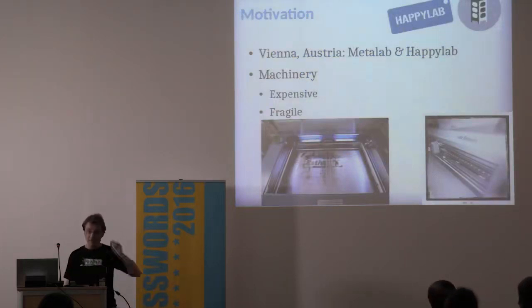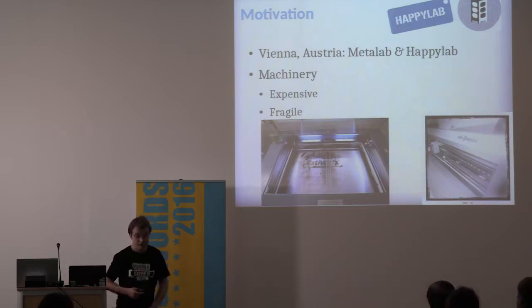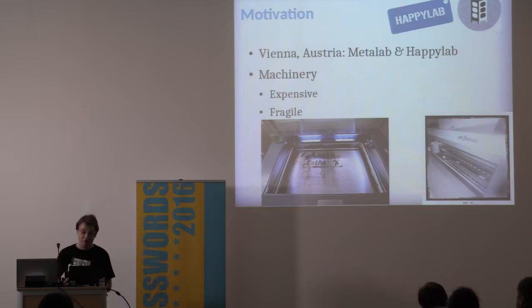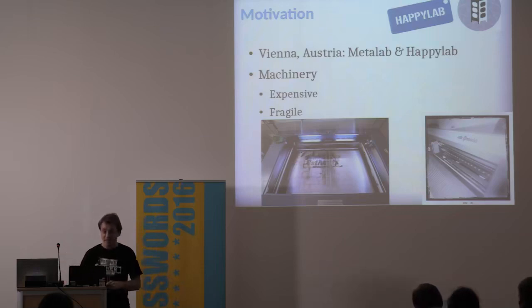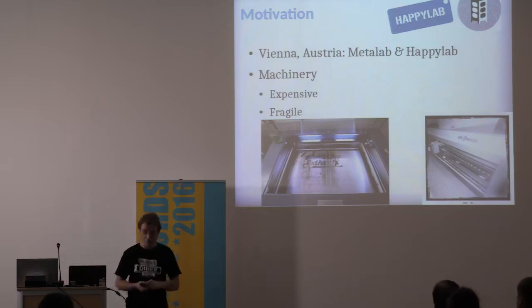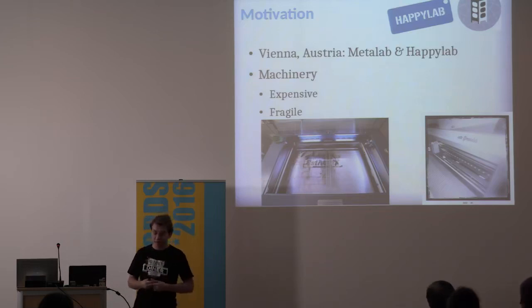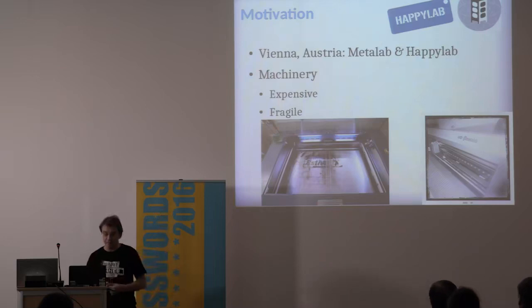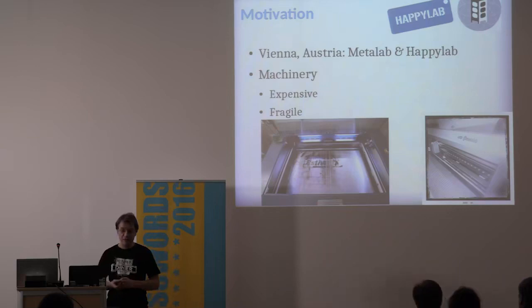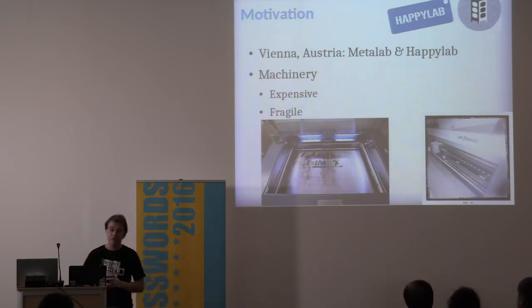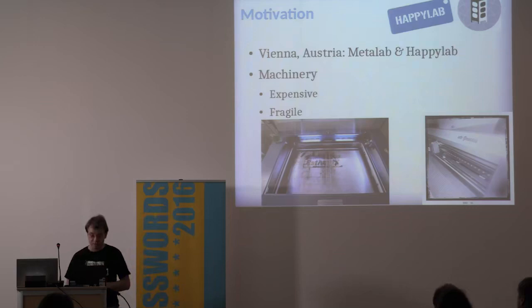So there are two main spaces in Vienna. One is MetaLab, the other one is HappyLab. MetaLab is more of the living room for nerds style hackerspace. HappyLab is more of the shop style service oriented FabLab space in Vienna. And both come with laboratories where there are all kinds of machinery for people to work on their projects.